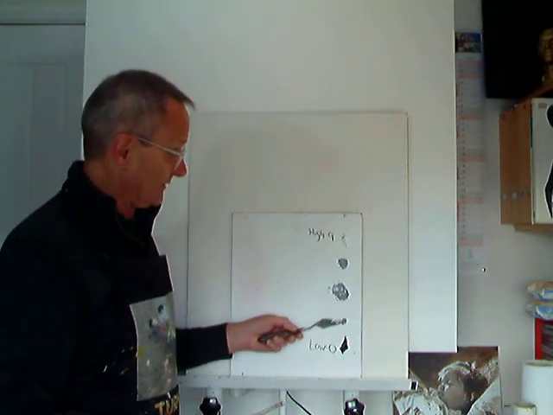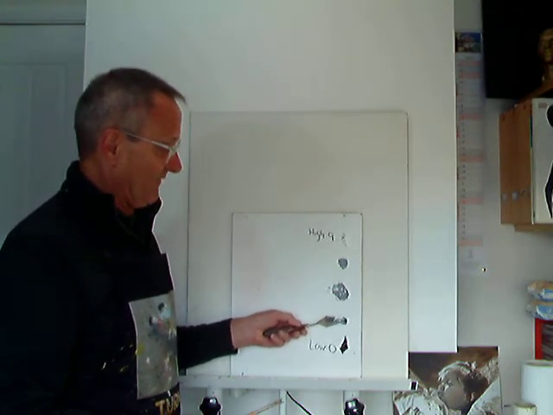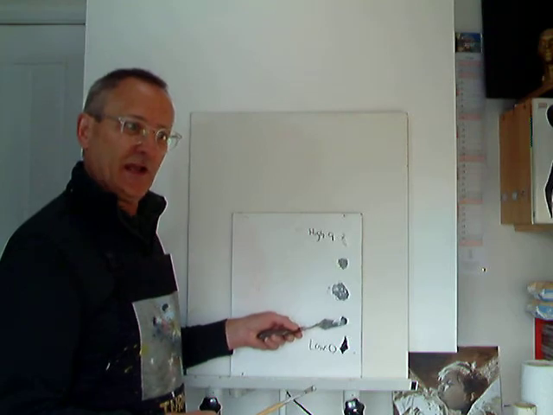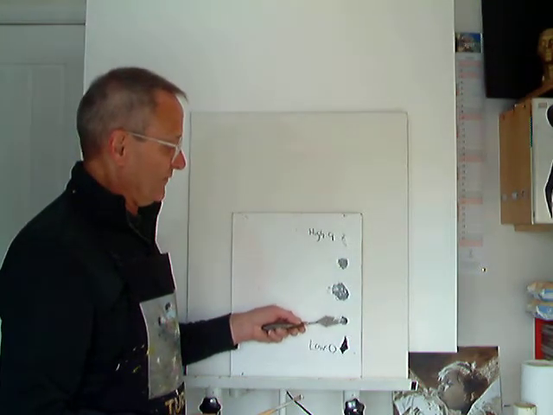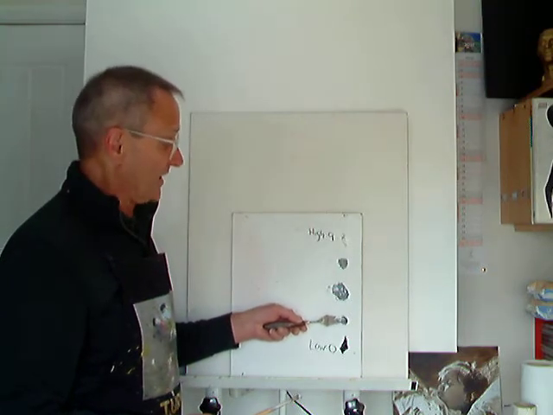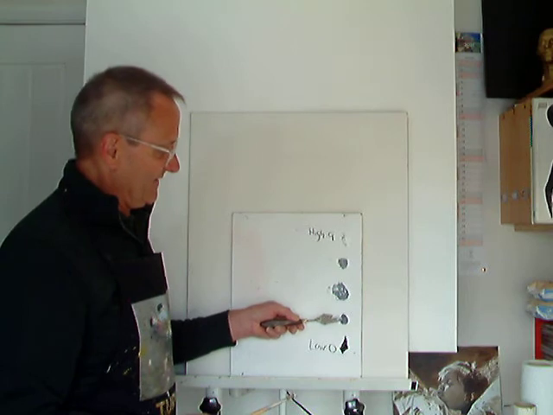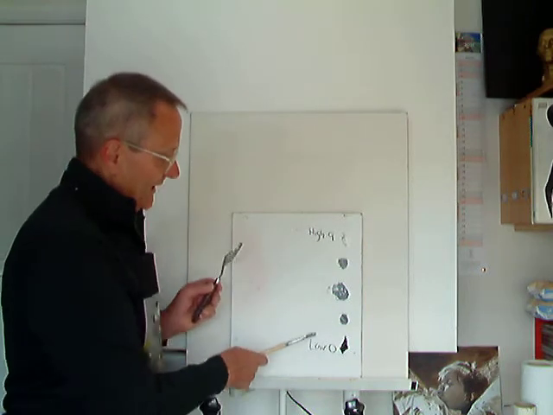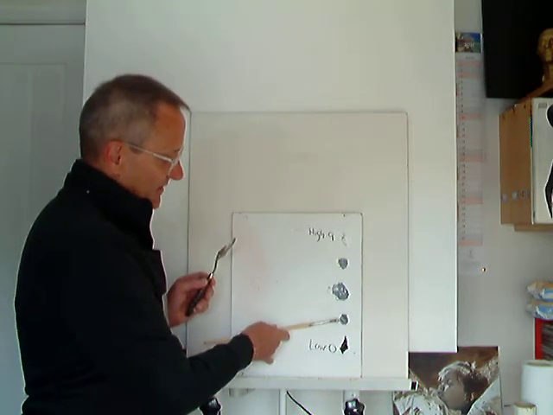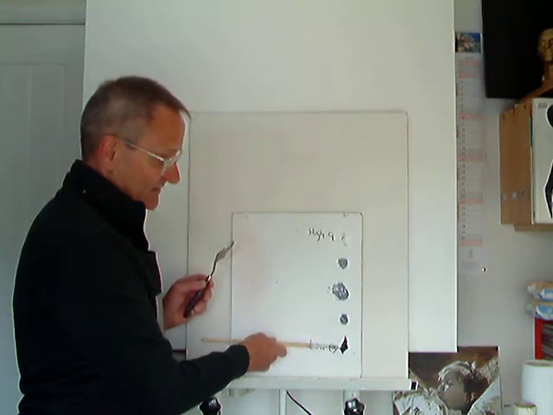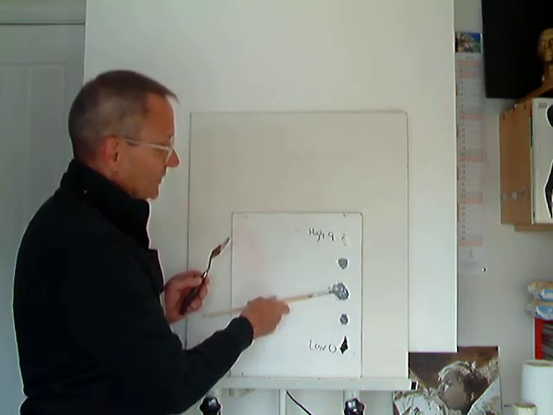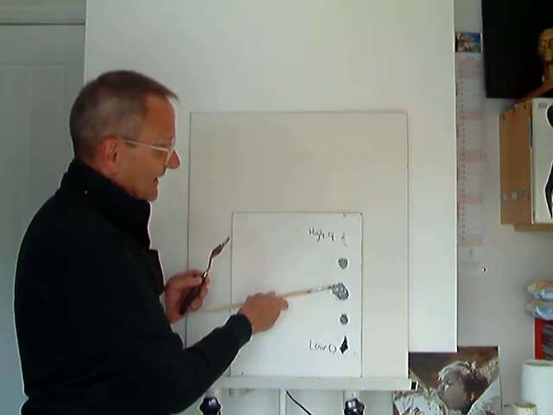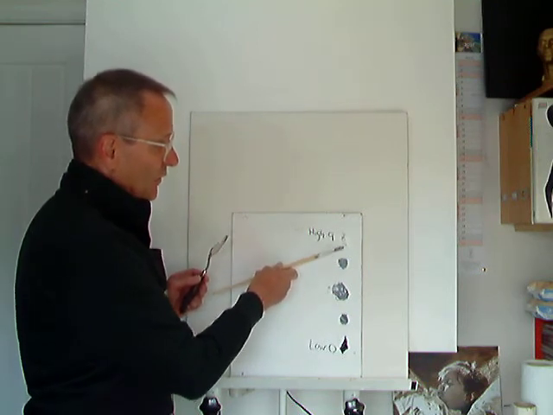You can use any black, it doesn't matter. Ivory black tends to be on the opaque side. It's a little bit more opaque than, say, Mars black. There you go. And you can see straight away there that now we've got a value that's higher than that but lower than that, a value that's higher than that but lower than that.